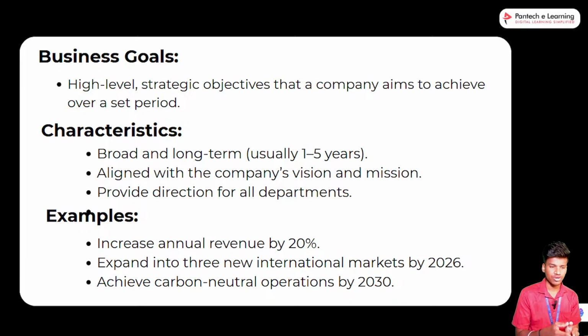The first one is increasing the revenue, where a further 20% will be added to the profit. Then expand into 3 new international markets, so they create new branches for coming 2026, and achieve carbon neutral operations by 2030. Based on the year wise plan, they plan big things. Once you want to achieve it, the entity will work for that. So these are the business goals.